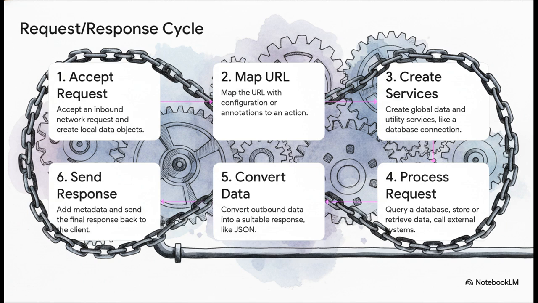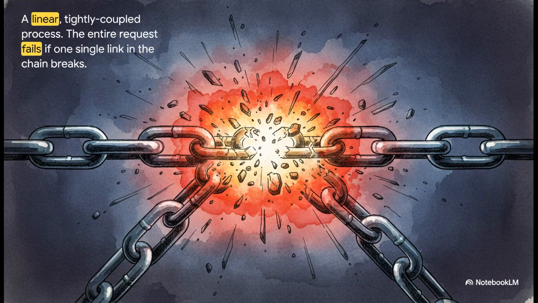A request comes in, and then bam, it has to go through every single one of these steps in a very strict order. Each step has to finish completely before the next one can even think about starting. The key phrase here is tightly coupled. Everything is locked together. Every step is depending on the one that came right before it. So, what happens if just one of those dominoes wobbles and falls over? Let's say the data conversion fails. That's it. The whole chain breaks. The entire request fails. For a big, busy app, that's a huge problem.